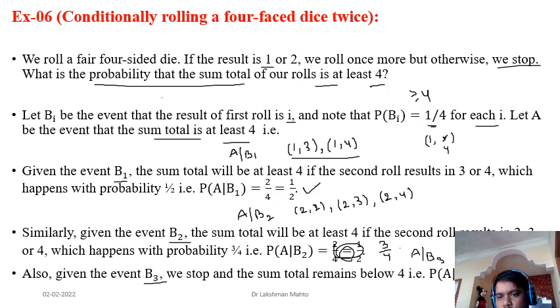Once we have seen B3, what is the count? This would be empty because we are not going to perform the second roll. Anyhow, we want to observe the happening of A, which is talking about the sum being at least 4, and that we will not get. So the probability of A given B3 would be 0, because we will not perform the second roll of the dice. That's why 0 is coming.